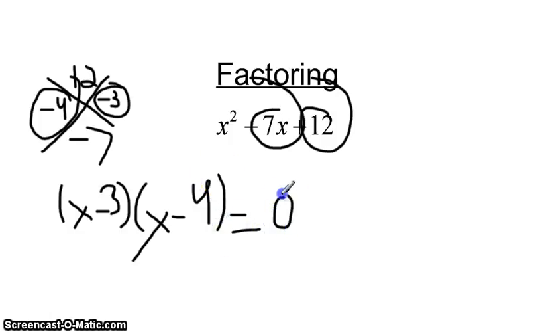And then all you have to do is add a 3 and add a 4 to both sides, so it would be x equals 3 and x equals 4.